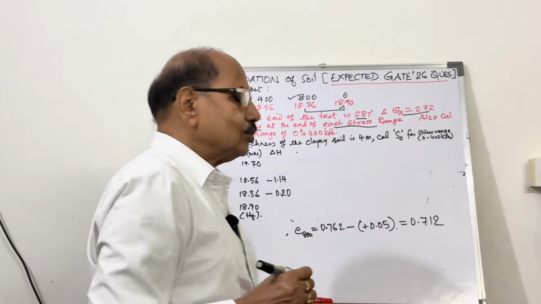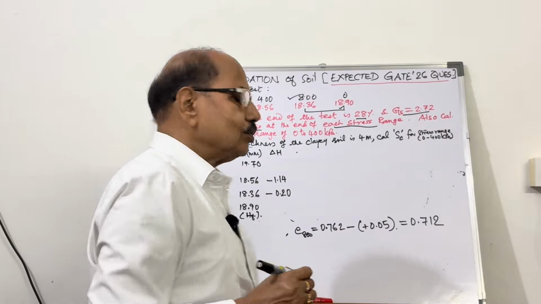Now this is known, delta H is known, so HF is known. So delta H here is 0.54, HF is 18.9, and EF is 0.762, and therefore delta E comes out to be 0.050. So very simple calculations you have now, and therefore I know the value of E. E equal to WF into G.